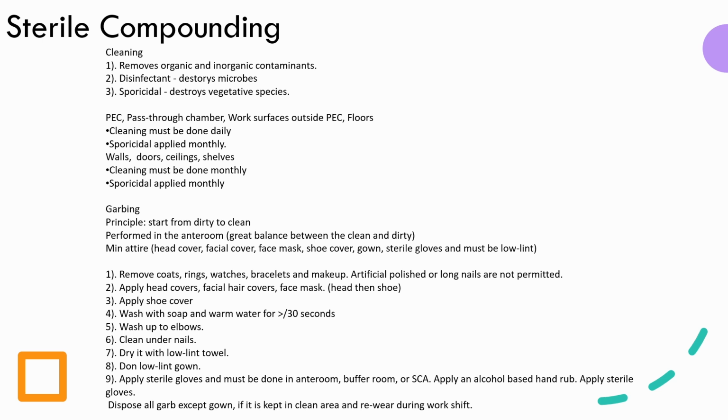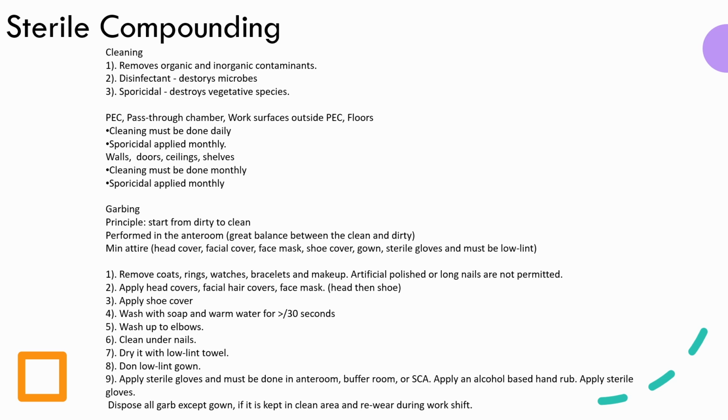This is important for when you're supposed to be cleaning the hood or the pass-through chambers, the work surfaces outside the hood, floors, things like that. Cleaning must be done daily. Sporicidal agents should be applied monthly. Walls, doors, ceiling, shelves, things that are not really used as much can be done monthly, and the sporicidal agent should also be done monthly.